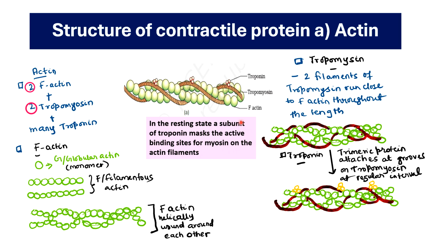Okay. So to summarize, actin is made up of two F-actin molecules which are twisted around each other in a helical manner, plus two tropomyosin molecules which run close to the F-actin present in the groove, and troponin molecule which is present over the tropomyosin at regular intervals. This troponin acts as a regulatory molecule which masks the active site for binding into the myosin filament. Clear?